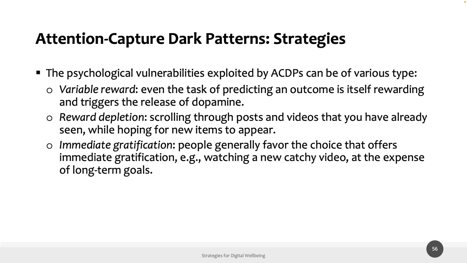So variable reward, we have seen it before, it's an efficient strategy because even the task of predicting something is itself rewarding and triggers the release of dopamine. For example, the fact that right now I don't know the posts that I will see on Instagram is a form of variable reward technique, okay? So the task of predicting which posts I will see is itself rewarding, okay?